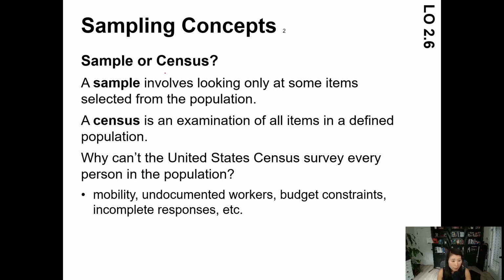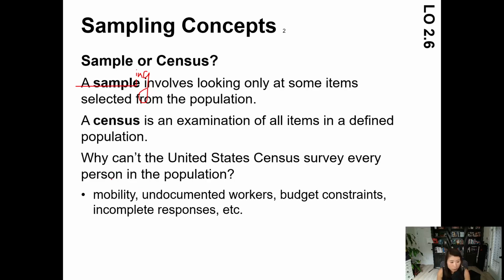Okay. Now we look at sample versus census. Sampling involves looking only at some items selected from the population, and a census is an examination of all items in a defined population. So basically, the census is the way we collect data from the population. And the sampling, I should change this "e" to "ing", is the method you use to get the data from your sample.